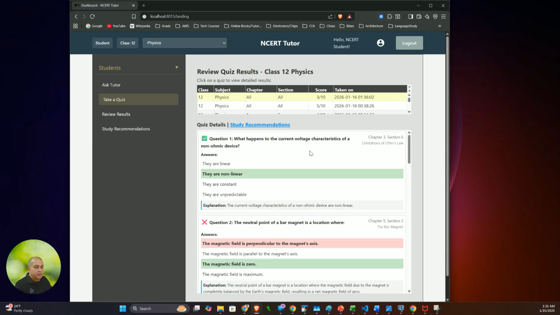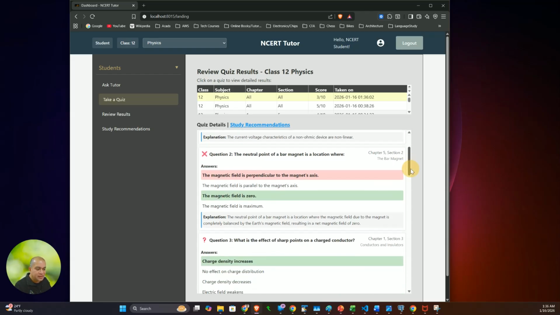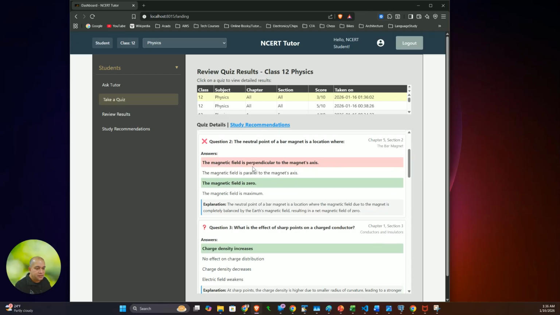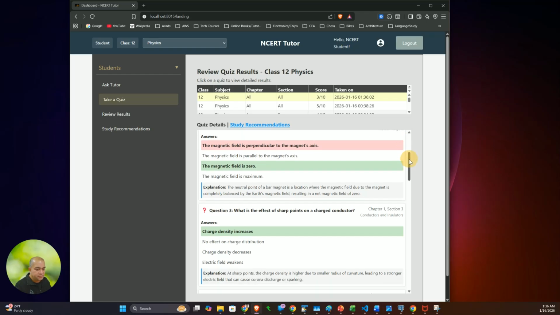So while we are reviewing the quiz performance, you would notice that every question has been tagged with a chapter and section number and the topic that it covers. For every question, the correct answer would be highlighted in green, and there would be an explanation for the answer. A check mark within a green square tells us that this question has been answered correctly. A red X tells us this question has been answered incorrectly, and the incorrect answer is highlighted in red. A red question mark tells us that this question has been skipped.